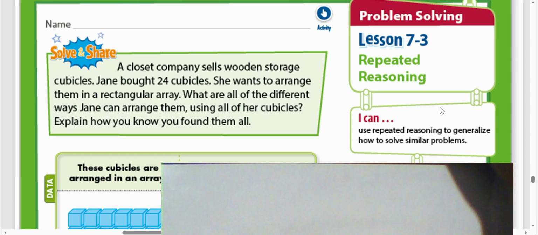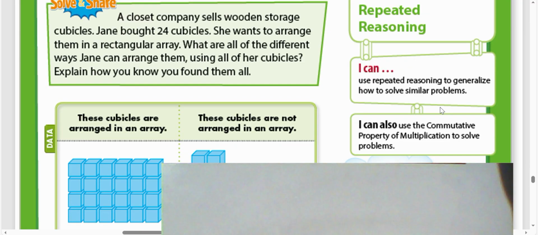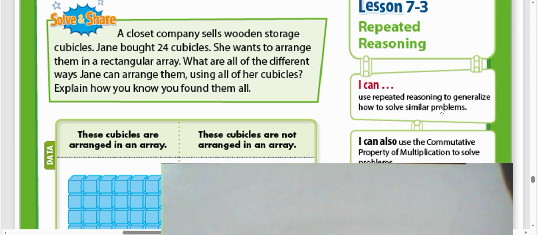Grade 4. Today we'll explain lesson number 3, topic 7, repeated reasoning. You can use repeated reasoning to organize the answer. You can also use commutative properties and intuition to find the answer.